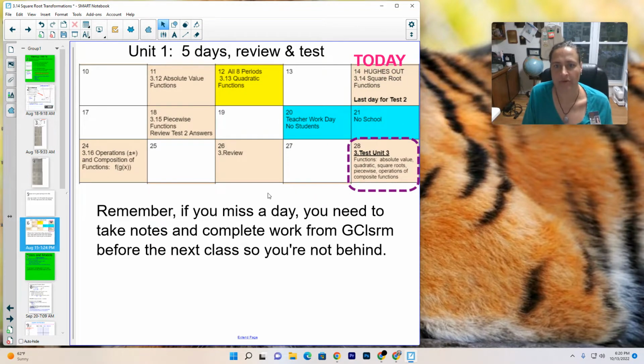There we go. 3.14 square root functions. It's also the last day for test 2. I think most of you guys have taken care of that or talked to me about it already. But remember, test 3 is going to be the 28th. So we still have 2 lessons and a review.